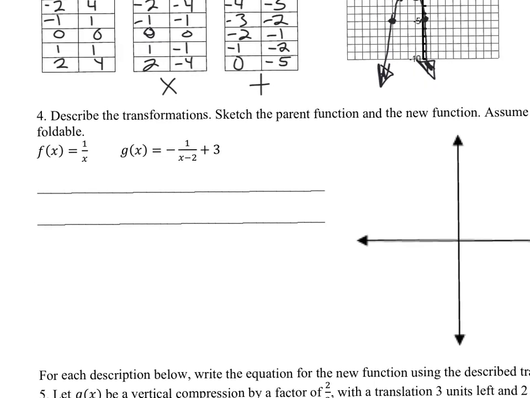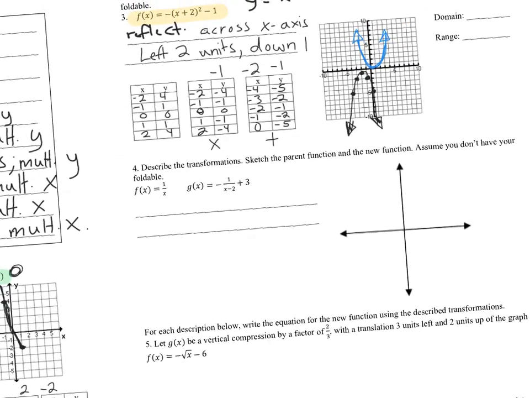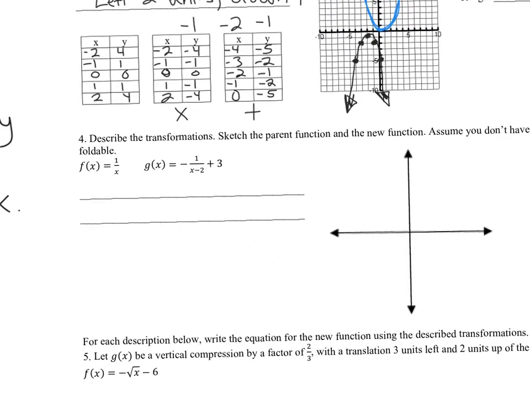Alrighty, so this next one says describe the transformations, sketch the parent function and the new function. Assume you don't have your foldable. So basically what we're going to do is just do a rough sketch. If you guys remember 1 over x, it looks something like this.